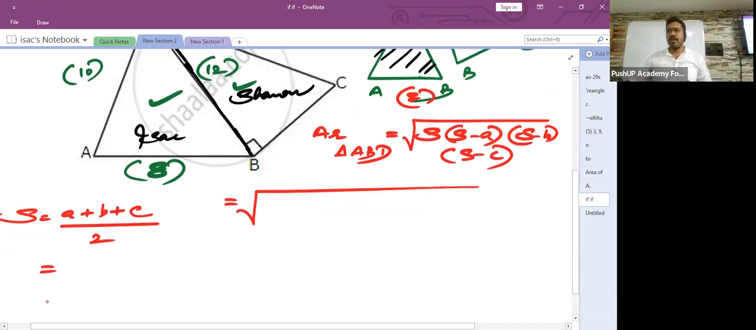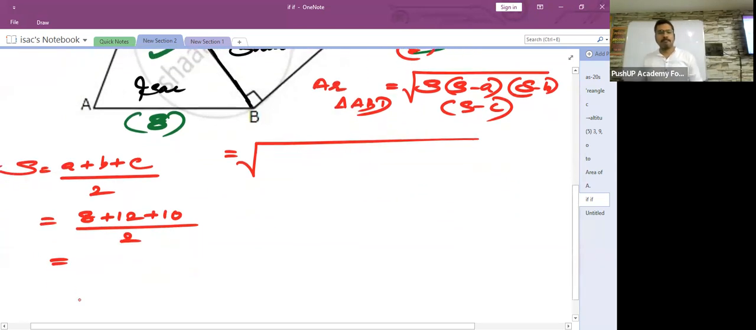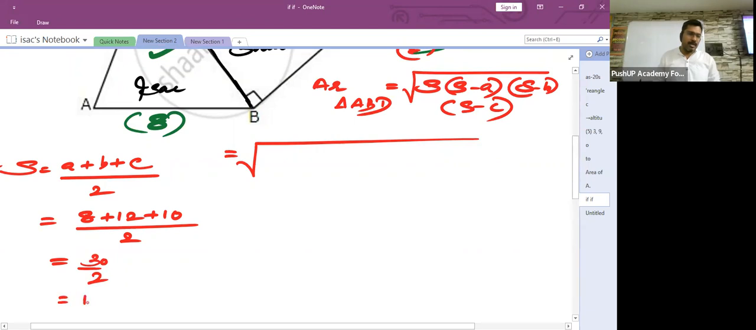A is what? 8. B is what? 12. And C is what? 10. So 8 plus 12 plus 10 whole divided by 2. Mayur, how much is the answer? 15, sir. Very good. So 8 plus 12 is 20, 20 plus 10 is 30, so you get 30 divided by 2, and that is equal to 15 centimeters.